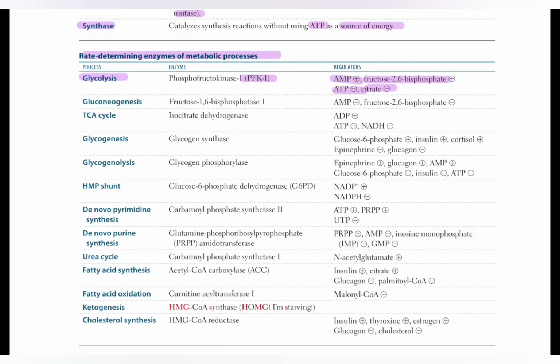So how can we remember this? When there is low energy in the cell, AMP will increase, then glycolysis will also increase, and when ATP is high, glycolysis will slow down, and citrate will also decrease this process of glycolysis.